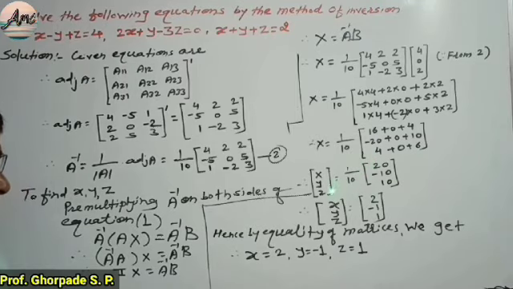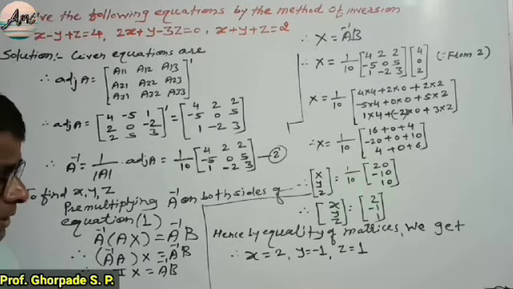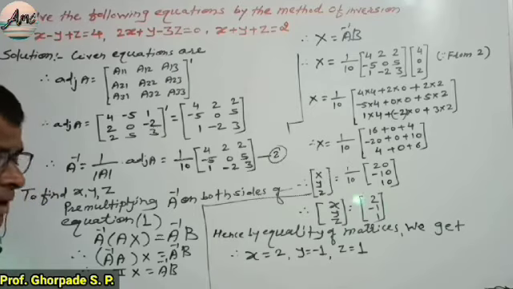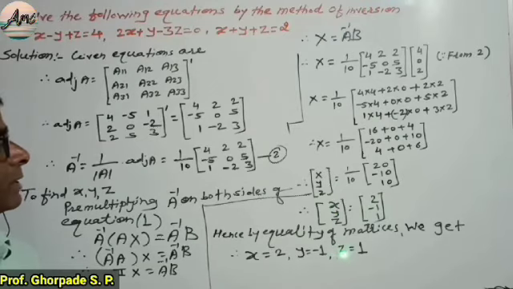Now let us multiply 1 upon 10 into 20. So the division takes place. 10 2s are 20, 10 1s are 10. That means 2, minus 1. So now in the left hand side and in the right hand side, two matrices are there, with an equal to sign in between. That means these two matrices are equal. So hence by equality of matrices we get x equal to 2, y equal to minus 1 and z equal to 1.